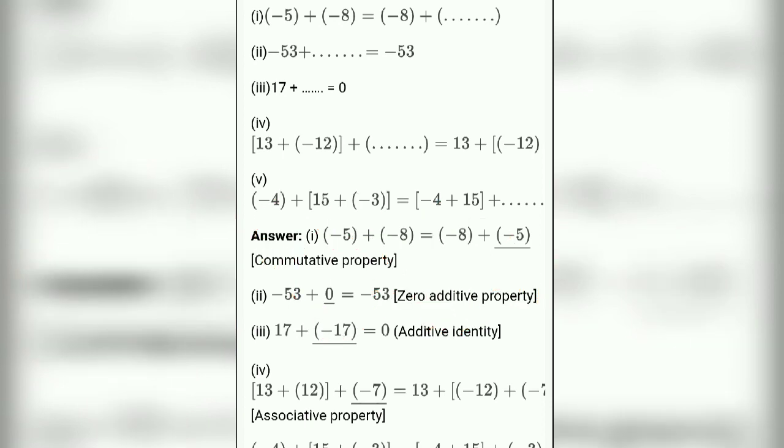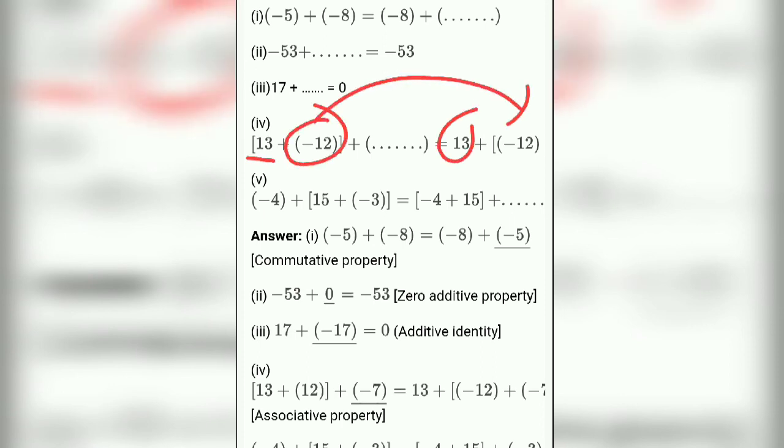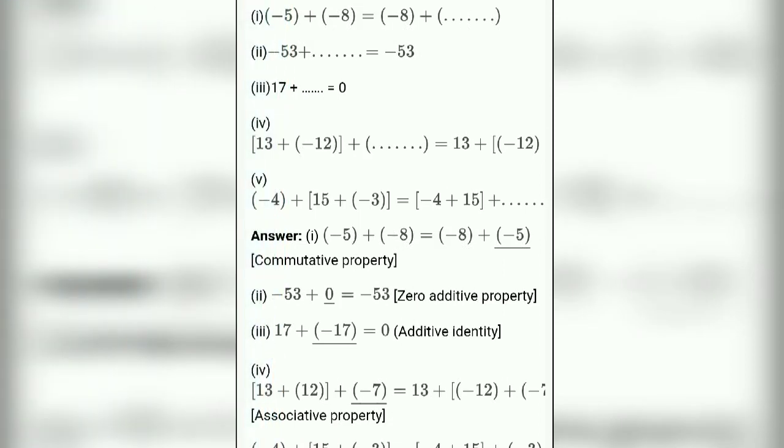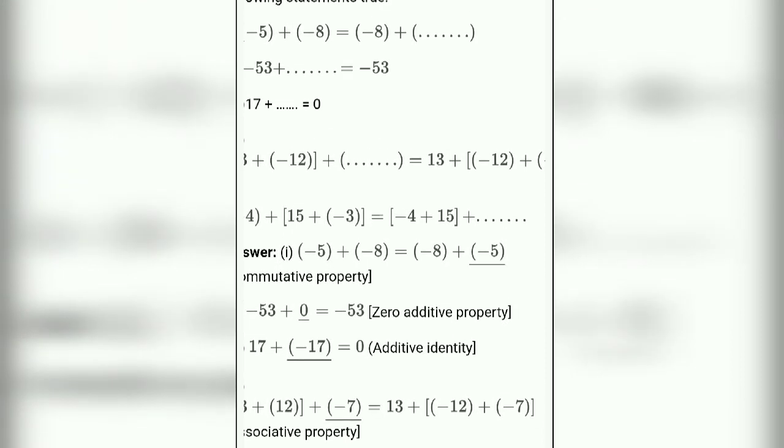Here 13 is there, so 13 is already given on the right hand side. Minus 12 is also given on the right hand side. Now this third number is remaining, and the third number given on the right hand side is minus 7. So here we need to put minus 7. This is the associative property. For 3 numbers we use the associative property; we can change the position of the bracket. Here 13 and 13, minus 12 and minus 12, so only one number is remaining, minus 7. So our answer is minus 7, associative property.